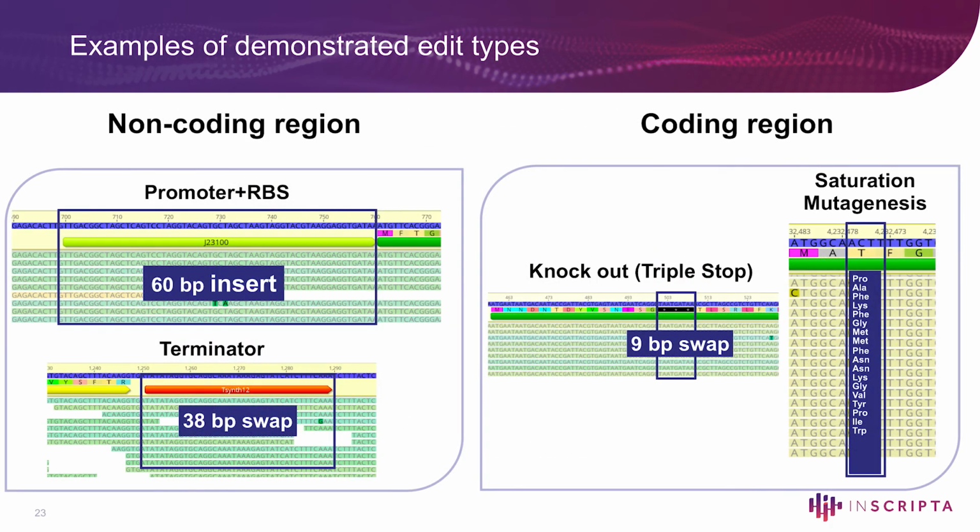So what are some examples of demonstrated edit types, and you'll see this later in the data. So you can deliver edits in non-coding regions such as promoters or terminator swaps. You can also deliver edits in the coding regions, like you could knock out or truncate proteins using a triple stop, or do saturation mutagenesis across the length of the protein, or even in targeted sites.